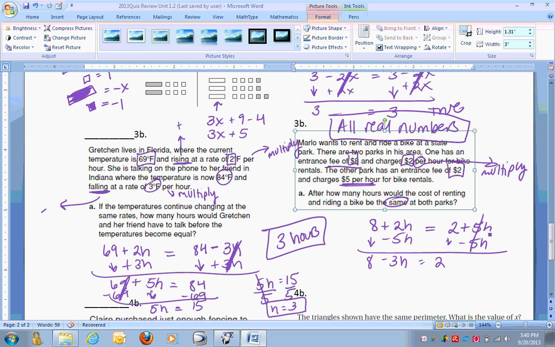And then I have a 0 pair, so I don't need to write anything there. All right, so all my variables are on one side. Let's get all my numbers to the other. So let's subtract 8 from both sides. I bring down negative 3h, and 2 minus 8 is negative 6.